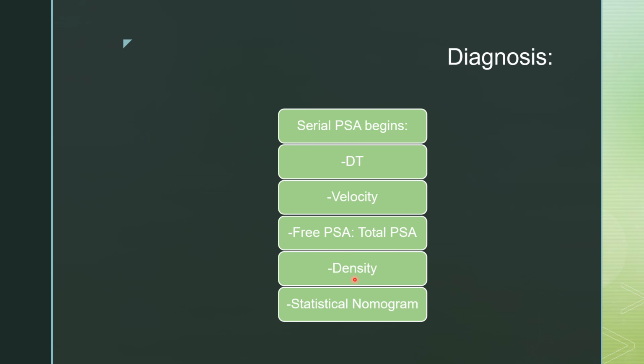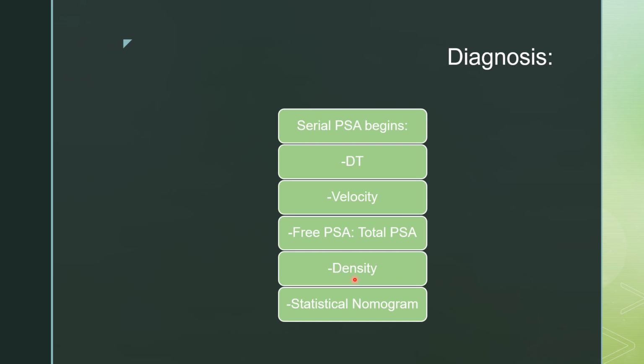So before touching on density, let me quickly say something, that the whole essence of serial PSA is to give us a clue whether the cancer cells are dividing rapidly or not. Because when they are dividing rapidly, we will know through PSA values. Then we'll be able to tell that this is an aggressive cancer or not.